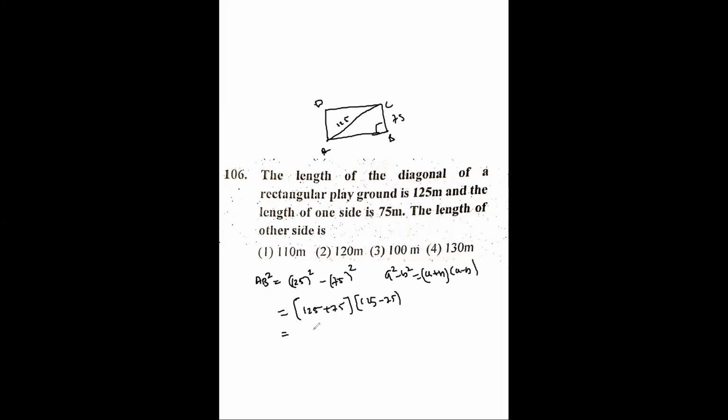So 125 plus 75, it is equal to 200, and 125 minus 75, it is 50. On simplifying, 50 into 200, it is 10 and 3 zeros. So square root of 10,000, that is 100. So 100 meter will be the other side. So AB will be equal to 100. Option 3 gives us the right answer.